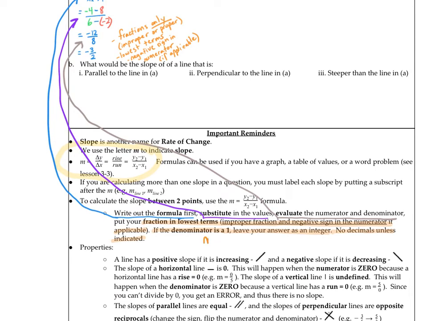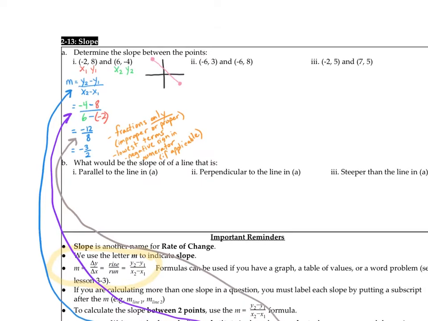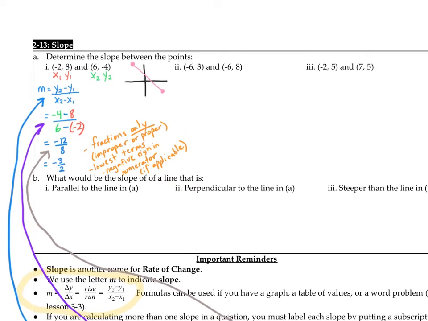So if you calculate the slope and you get something like 6 over 1, you would write that as 6. You would not leave it as 6 over 1. You would leave it as 6 because that's in lowest terms. So let's take a look at the next example.